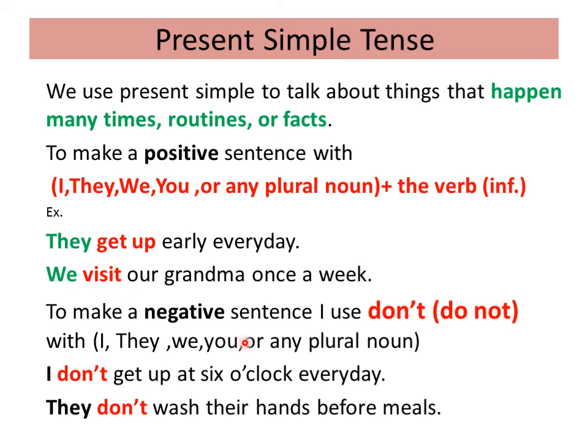How to make a negative sentence? So easy. You are just going to use don't. Don't means do not. Don't, with I, they, we, you, or any plural noun. So for example, I don't get up at 6 o'clock every day. I don't. So where do I put don't? Before the verb. I takes what? Don't. They don't wash their hands before meals. They don't.